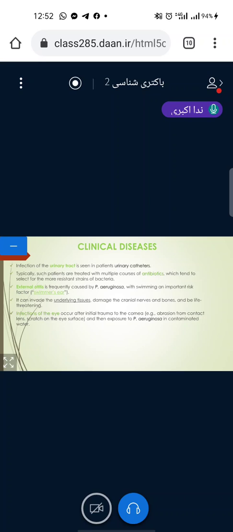We have ear infections related to Pseudomonas aeruginosa, external otitis caused by Pseudomonas aeruginosa with swimming an important risk factor. It's called swimmer's ear. This localized infection can be managed with topical antibiotics and drying agents. Malignant external otitis is a virulent form of disease seen primarily in persons with diabetes or old people.